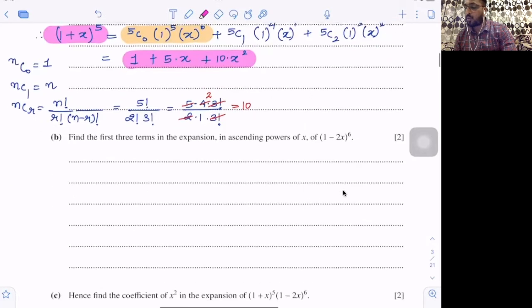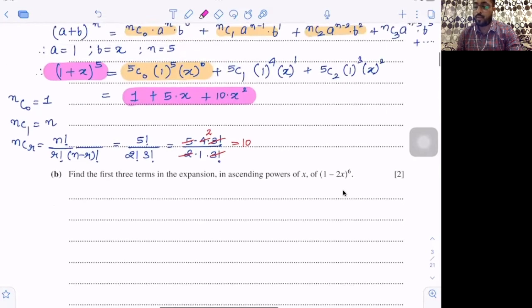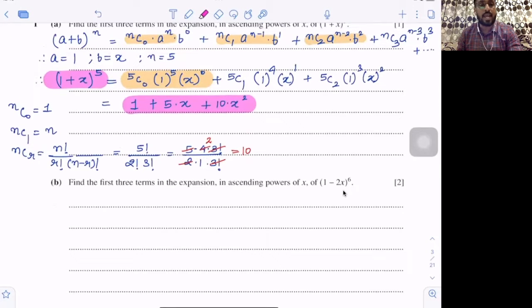You can now proceed to the next part of the question, which says find the first 3 terms in the expansion, again in the ascending powers of x, for 1 minus 2x whole to the power 6. So again, if I compare it with a plus b raised to n, students, what can you say the value of a is? So I can again understand that the value of a is 1, right?